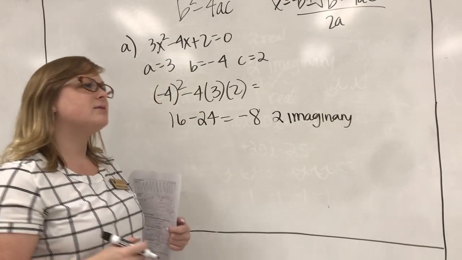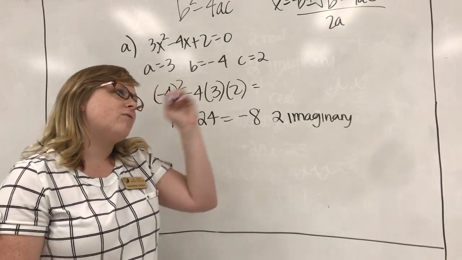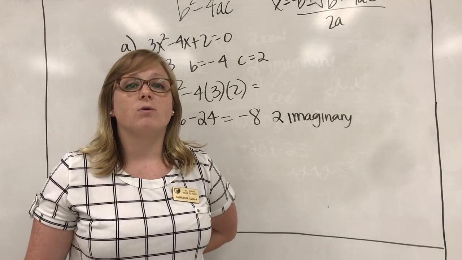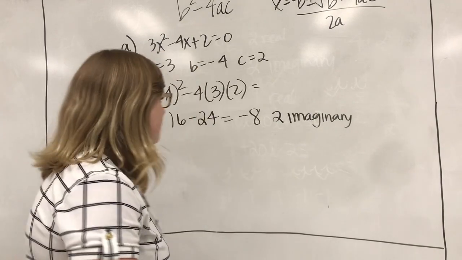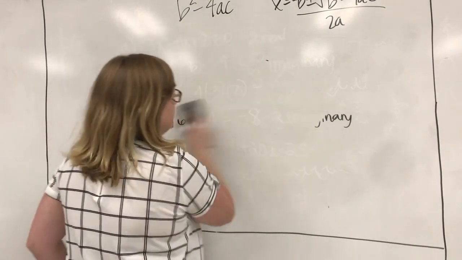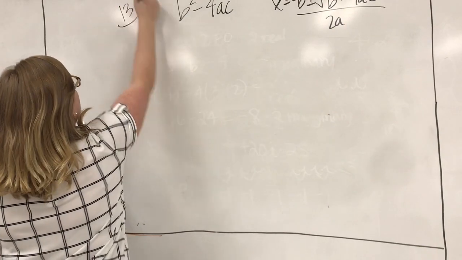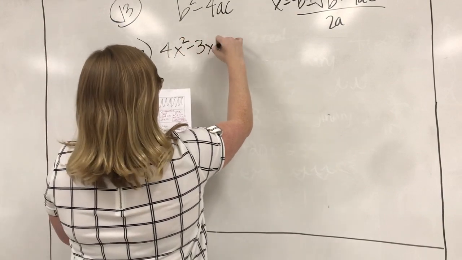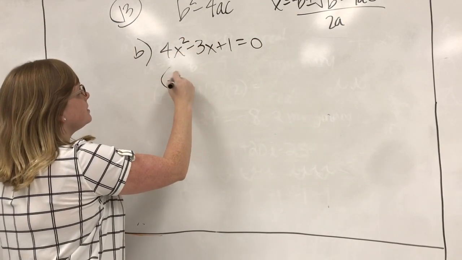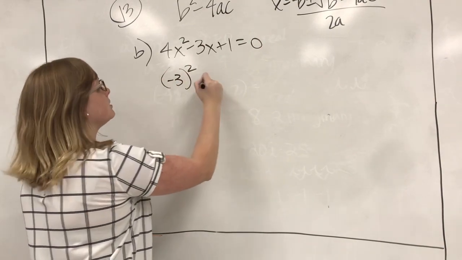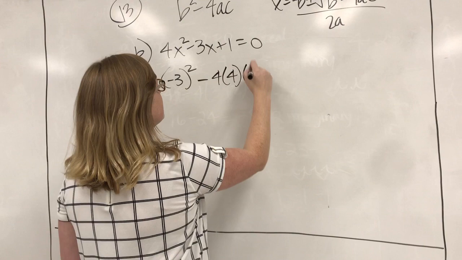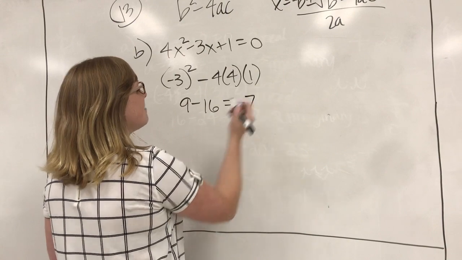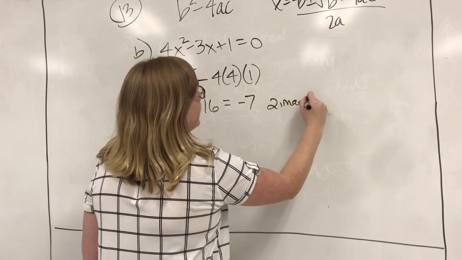I think your test phrases it in such a way it says, select which of the following has a real solution, something like that, or maybe it asks for imaginary, I don't know. You pick from the following which has whatever solution it's asking for, okay? All right, B. We're on number 13, in case you're wondering. B, 4x squared minus 3x plus 1 equals 0. So I do b squared, I'm putting my negative in parentheses, minus 4ac. So that's 9 minus 16, which is negative 7, which means 2 imaginary.